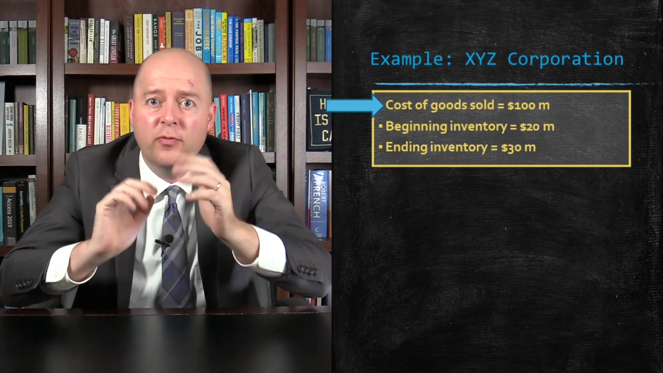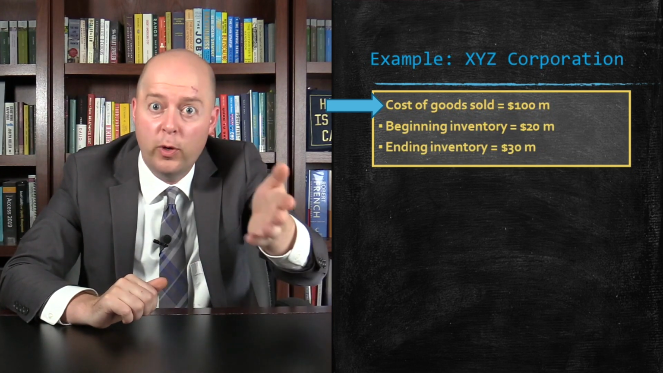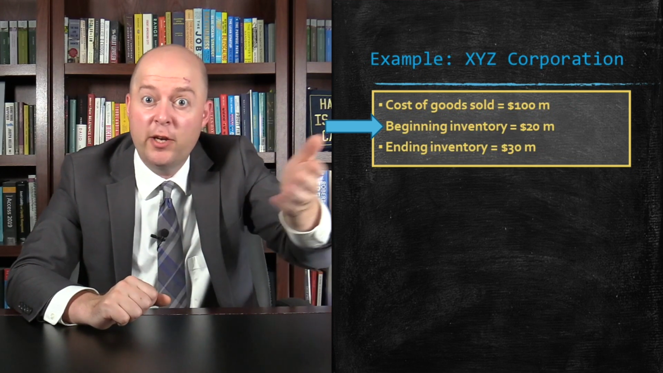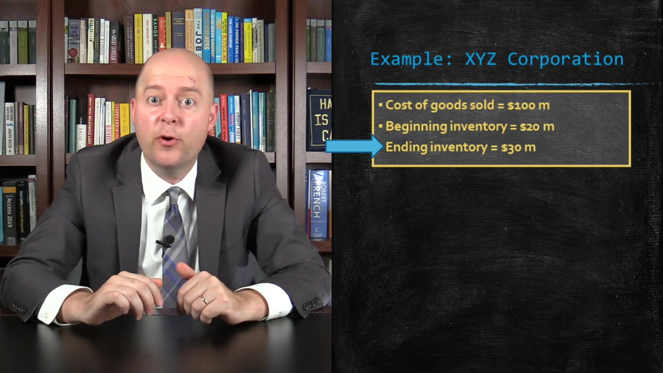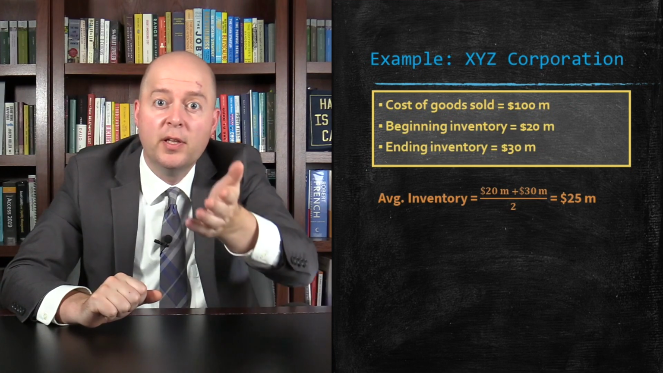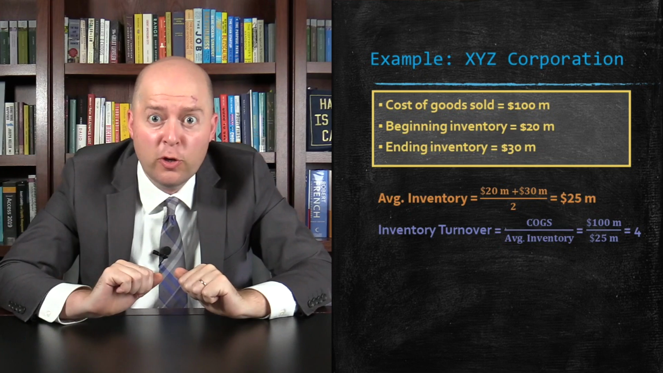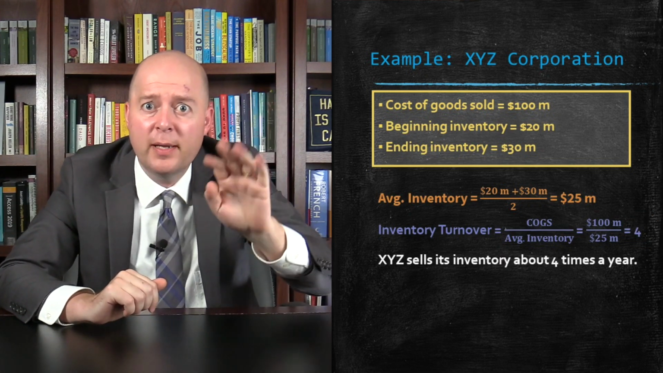Now let's do an example so you can see how to calculate both inventory turnover and days sales and inventory. XYZ Corporation reported cost of goods sold of $100 million for the fiscal year ended December 31st, 2021. The company also reported inventory of $20 million on January 1st, 2021, and inventory of $30 million as of December 31st, 2021. Thus, the average inventory for 2021 was $25 million, and the inventory turnover was 4. This means the company sells through its inventory about 4 times a year.